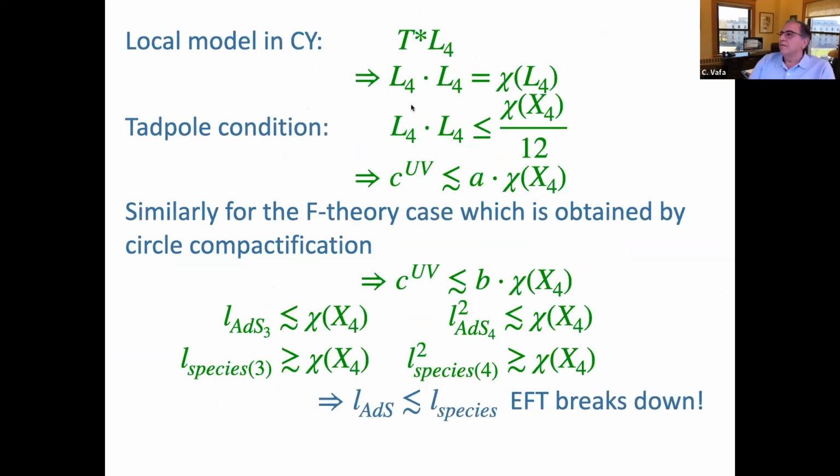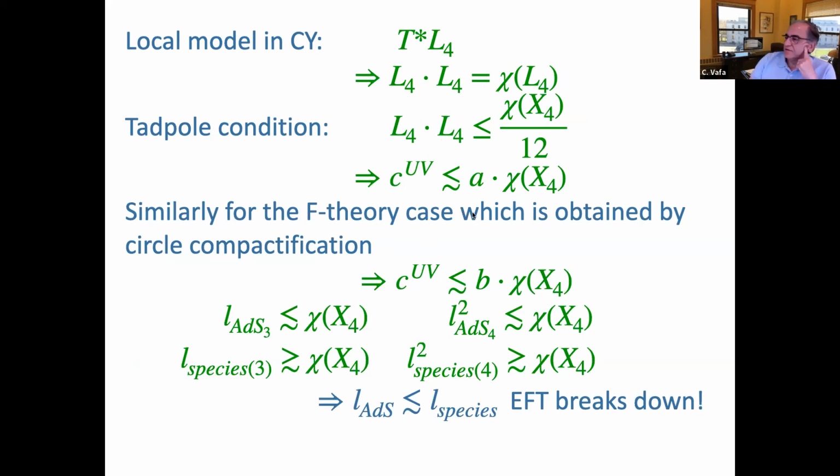of L4. So in the local Calabi-Yau manifolds, L4 times L4 is equal to the Euler characteristic of the L4, as it is a self-intersection. But the tadpole condition relates L4 times L4 to G4 wedge G4, and therefore this is the class where the 5-brane wraps around. The tadpole condition says this should be less than the Euler characteristic of the full Calabi-Yau, which tells you that the ultraviolet central charge is less than an order 1 number, depending on the coefficient, times the Euler characteristic of the Calabi-Yau.